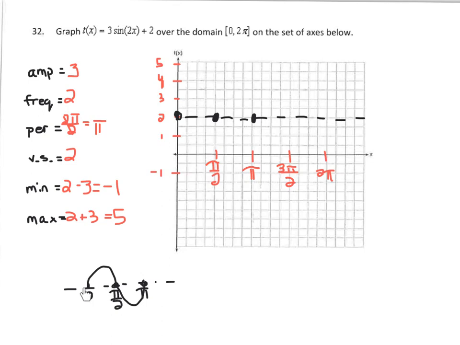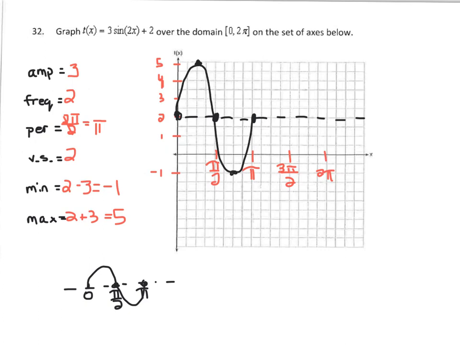Now we know halfway between 0 and pi over 2, we're going to be up at a maximum. So halfway between 0 and pi over 2 would give me this box. At this box, I'm going to be all the way up here at a maximum. So let's put a point right there. Now we also know that halfway between pi over 2 and pi, we're going to be down at a minimum. So halfway between pi over 2 and pi, we're going to be down here at a minimum of -1. Okay, so this is what the first cycle of our sine curve looks like.